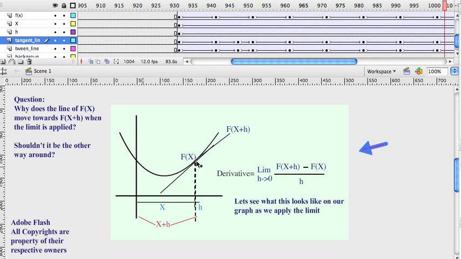Like I said before, this detail would be one that we'd want to fix in the future, but it does get the point across that h gets infinitely small.